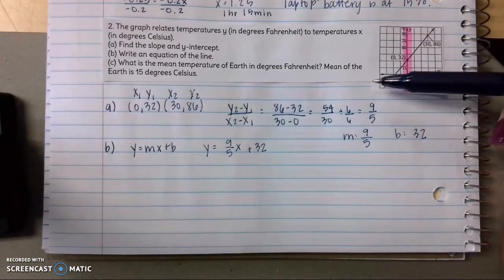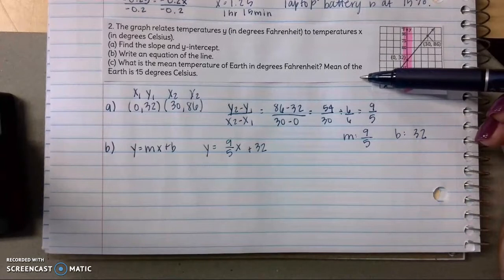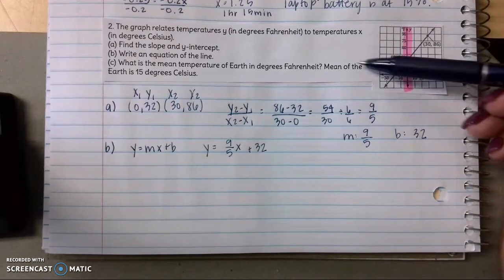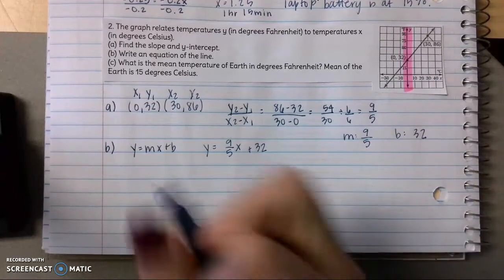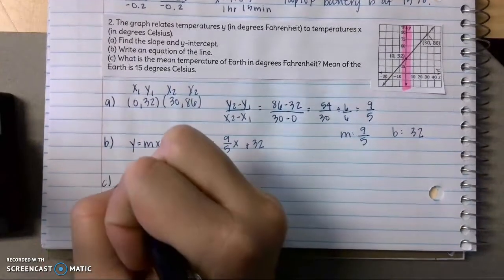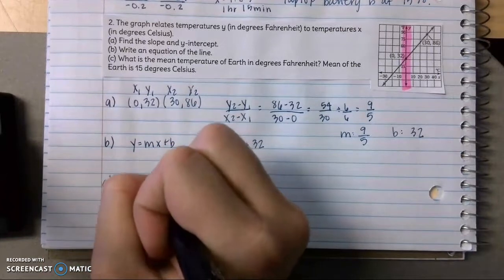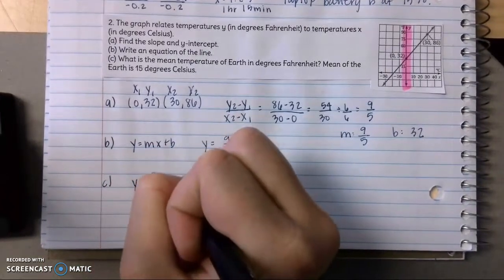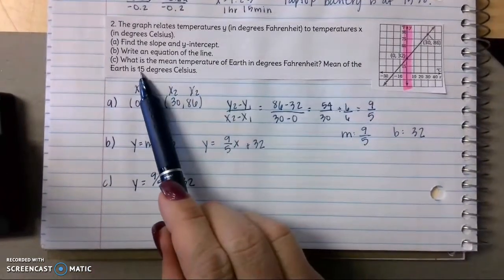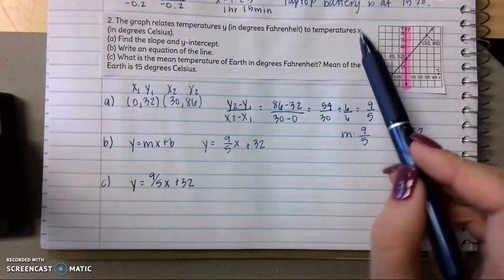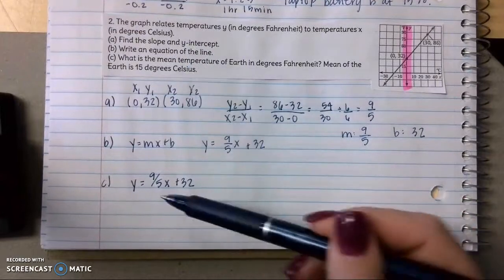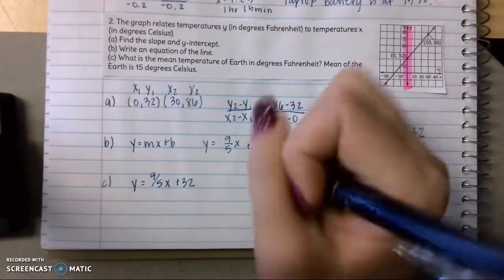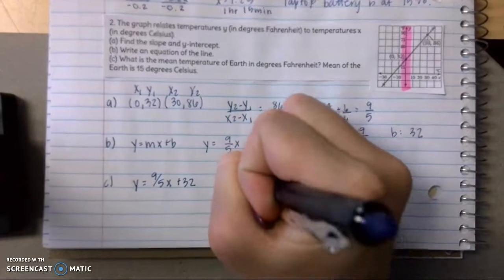Alrighty, last problem. What is the mean temperature of the Earth in degrees Fahrenheit? The mean temperature of the Earth is 15 degrees Celsius. So what we're going to do is plug this into our equation, y equals 9 over 5x plus 32. Our variable x was degrees Celsius, so we're going to plug in 15 for x. So our x is going to be equal to 15.